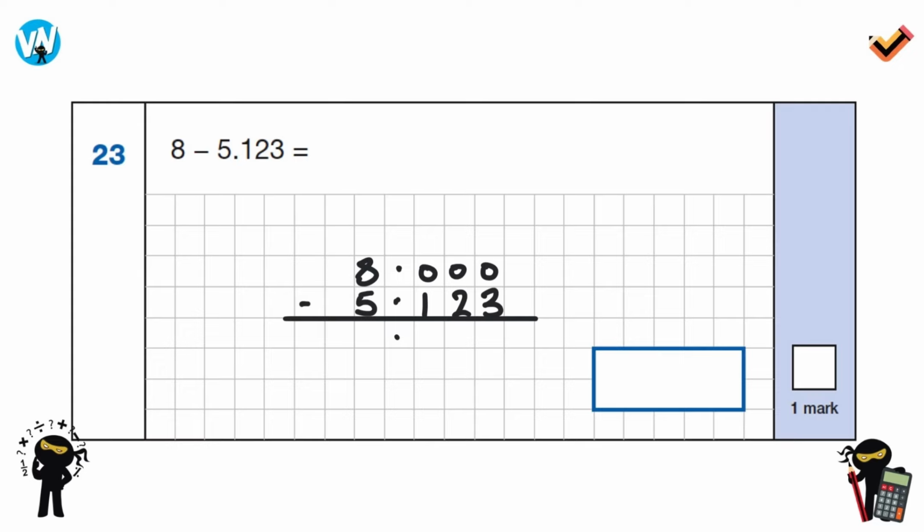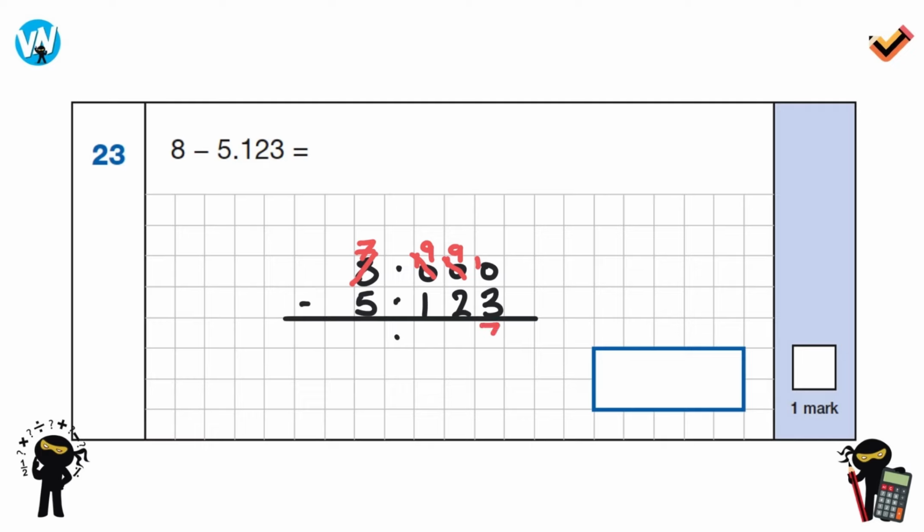0 take away 3, I can't do that. So that becomes 7. 0 take away 3, I still can't do it. So I'm going to exchange from this column into the next one. That becomes 9, and then 10. 0 take away 3, still can't do it. 10 becomes 9, and the one that we've exchanged comes into here. So we can now solve the problem.